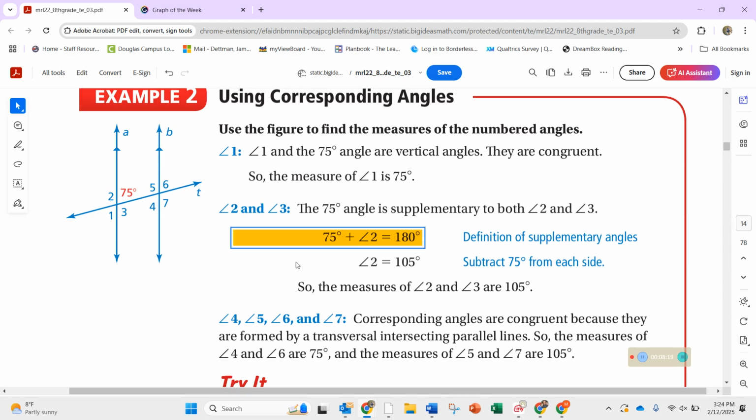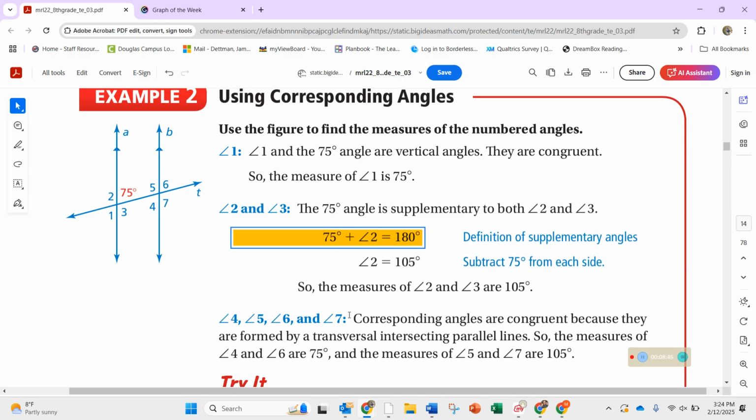So if we have a 75 sitting on that straight line, like we do right here where I'm circling, wherever the red is, and you add number 2 to it, which is an unknown, 75 plus this 2, it's like an x, equals 180. We could take 75 from each side, and we're going to see that angle 2 is 105. Okay, now once you figure out that, now we have angles 4, 5, 6, and 7.